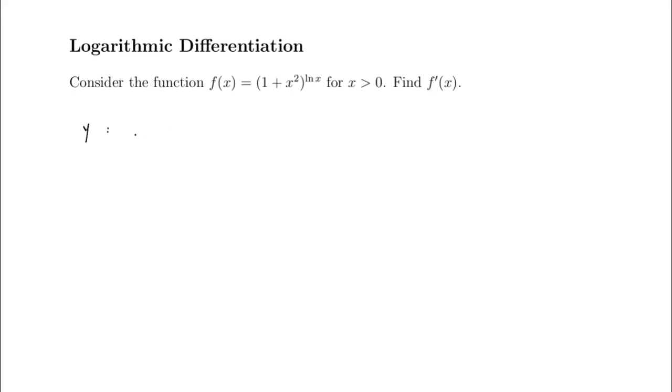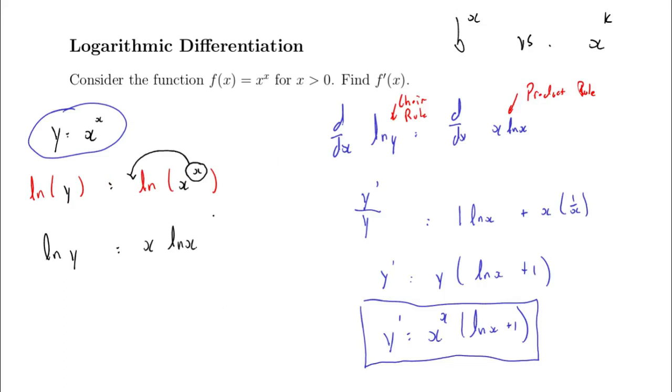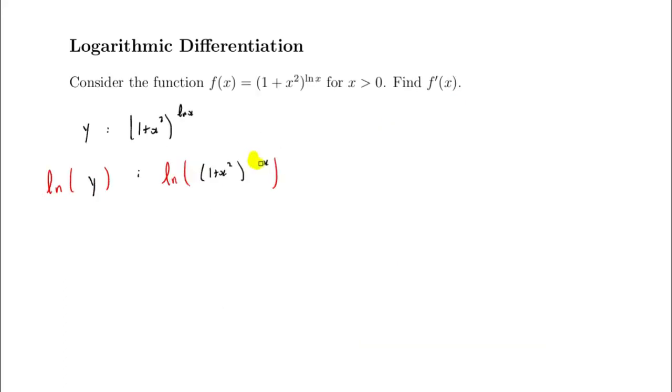If y is equal to (1 plus x squared) raised to the natural log x, then let's apply our logarithm. We've got the natural log of y is equal to the natural log of (1 plus x squared) raised to the natural log x. And we're going to do the exact same thing that we did earlier. That exponent comes out front. So let's grab this natural log of x and pull it out front.